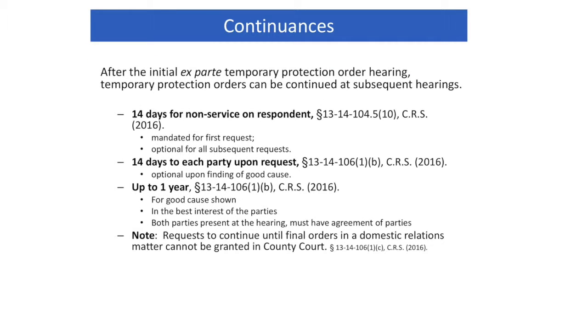If the respondent appears, either party may request a continuance of up to 14 days. The court may grant this over objection upon a finding of good cause. The temporary protection order may also be continued for 1 year, but only if both parties agree. At this stage, if continuances are not requested or granted, the respondent may either agree to have the protection order made permanent or may contest the issuance of a permanent protection order.